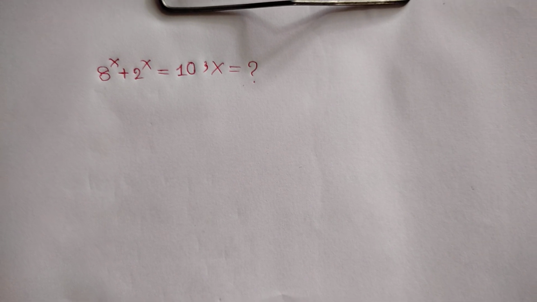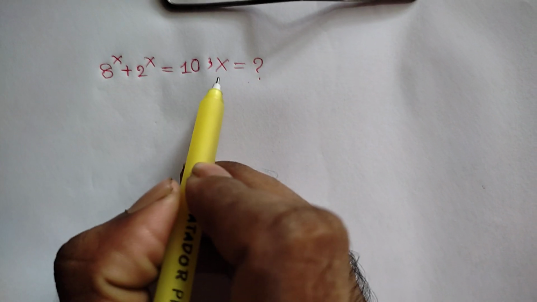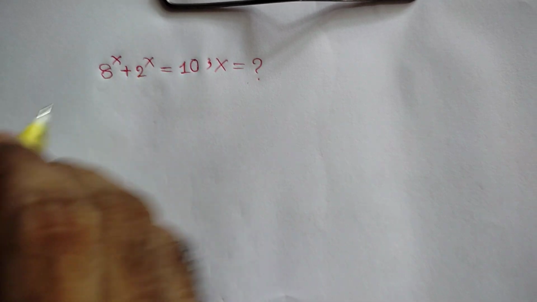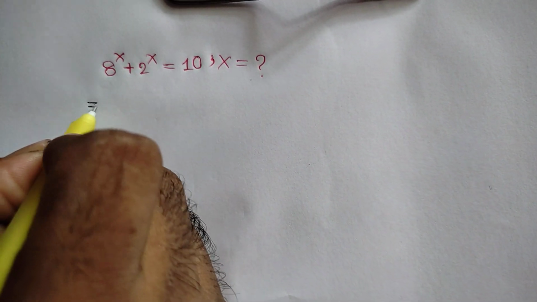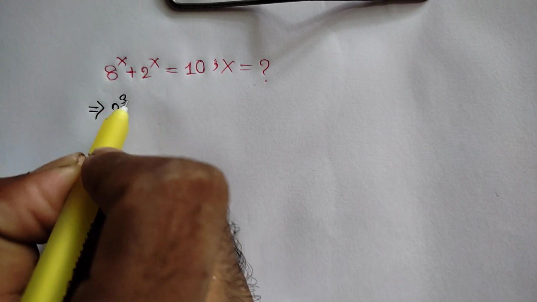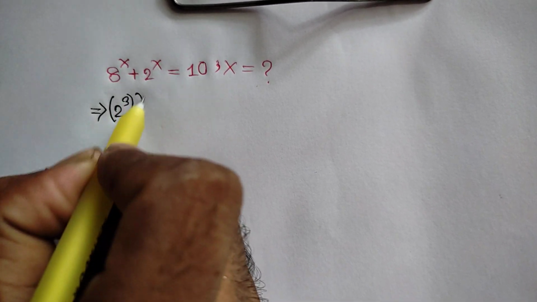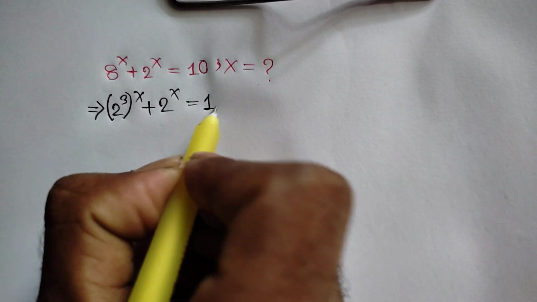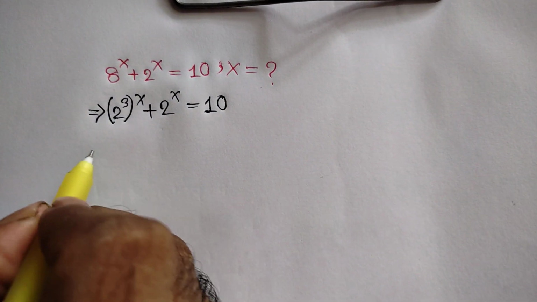Hi everyone, in this video I am going to show how to find the value of x where 8 to the power x plus 2 to the power x is equal to 10. Here we can write 2 cube, because 2 cube is the same as 8, so (2 cube) to the power x plus 2 to the power x is equal to 10.